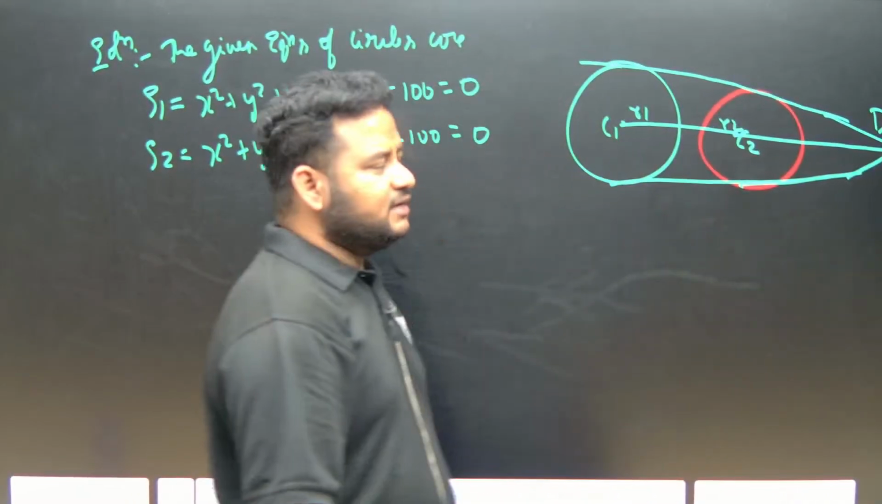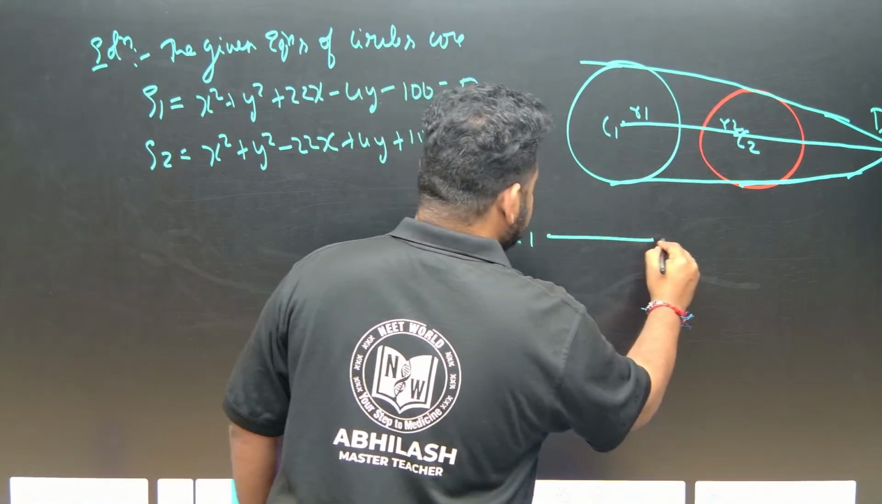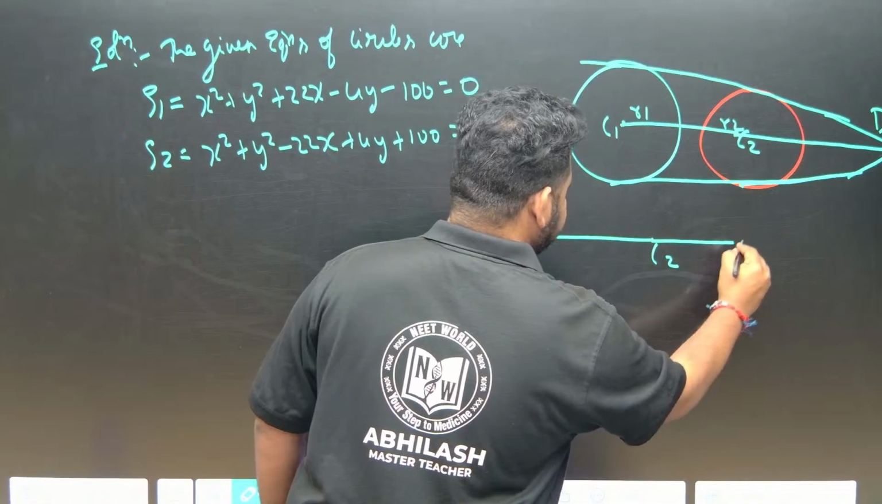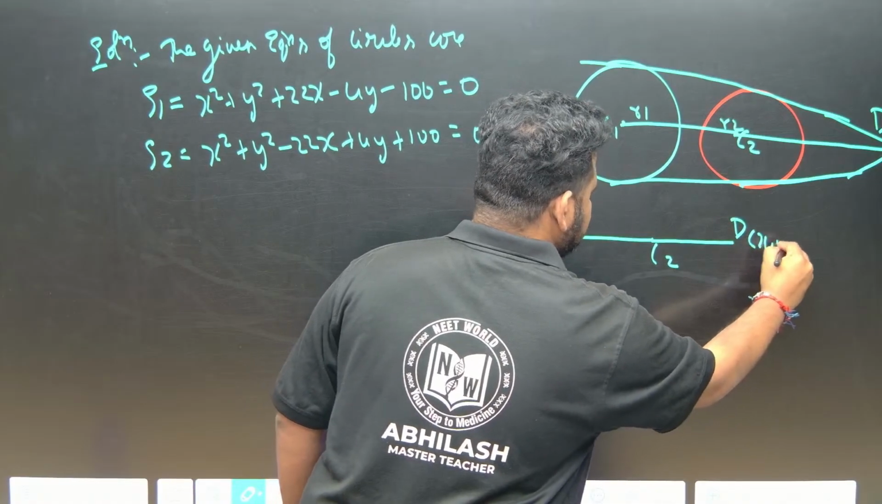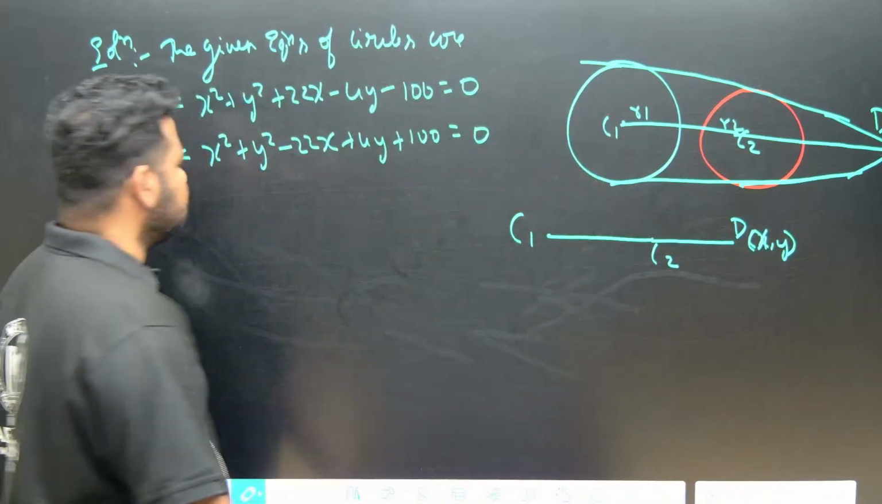D will divide externally, correct? So the points are like this: C1, C2, and this is D, with coordinates Dx, y. This is what we have. Now let us find out the centers and also the radii.